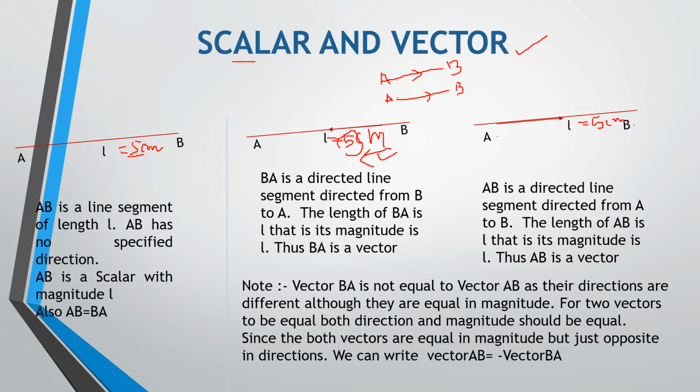Since both the vectors are equal in magnitude but in just the opposite direction, we can write vector AB is equal to minus of vector BA. That means 5 centimeter is equal to minus of 5 centimeter. So what it means, you are specifying a particular direction. I hope everybody understands scalar and vector quantity, because this is very important when we are discussing the physical quantities of distance, displacement, speed, velocity, acceleration with respect to time.